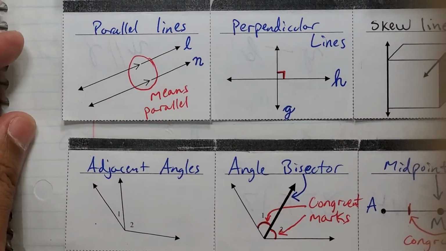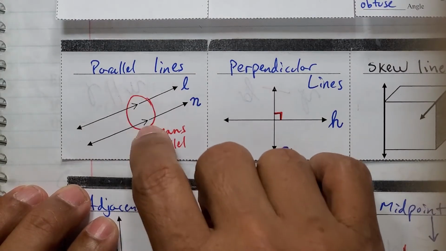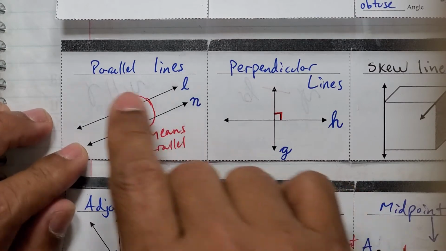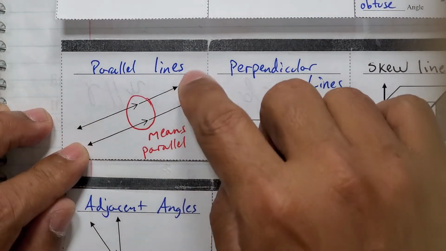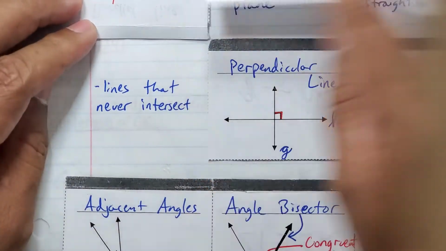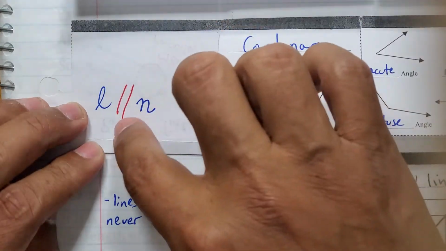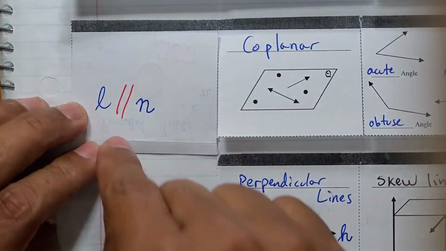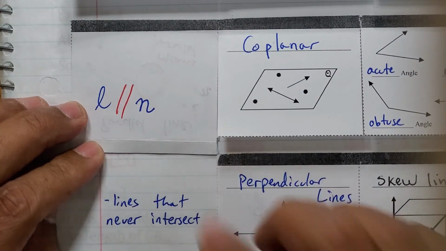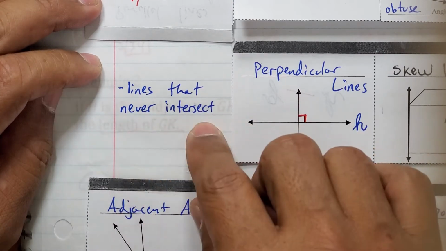Okay, so here, let's go over parallel lines. Notice those arrows on those two lines, that tells you that the lines are parallel. This line is called L, and this one is called N. And this is how we say lines are parallel. You have L, and then you have two lines kind of diagonal, or they might also be just vertical. And that just means that lines L and N are parallel. The definition in geometry is that they are lines that never intersect.